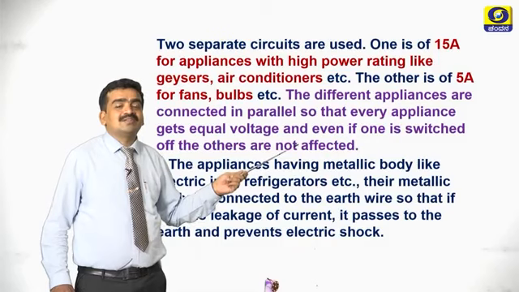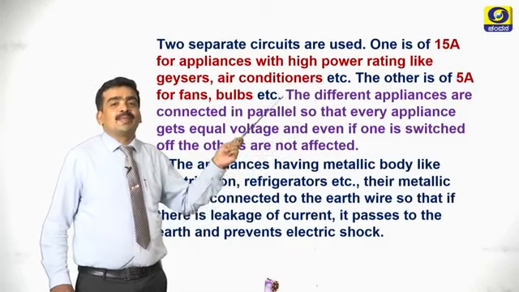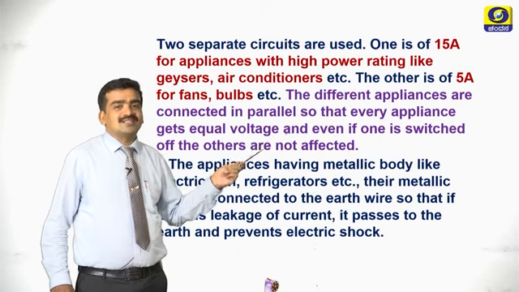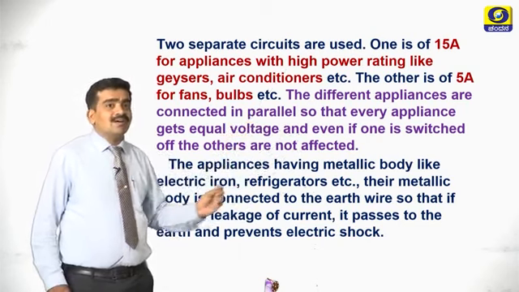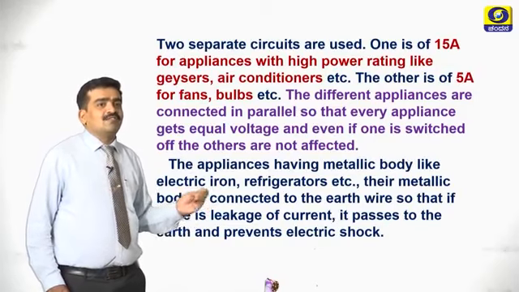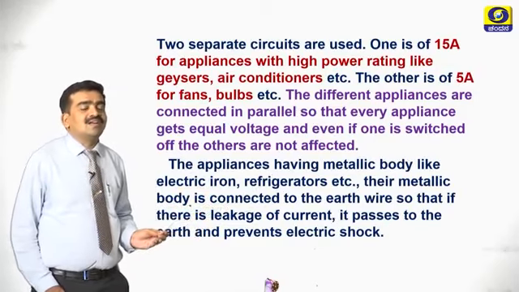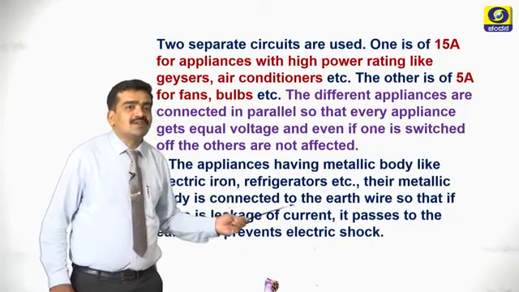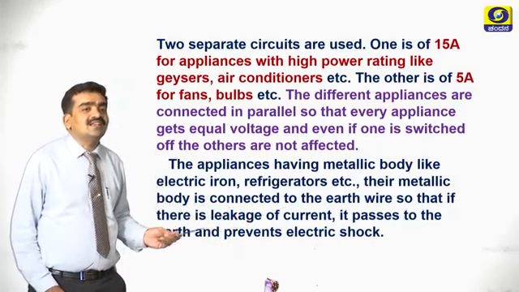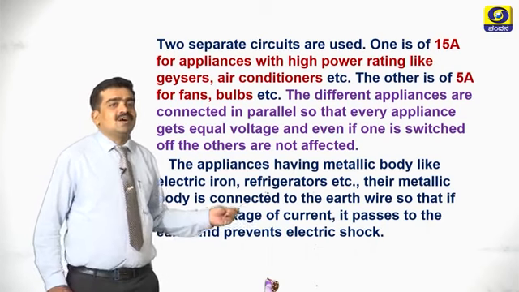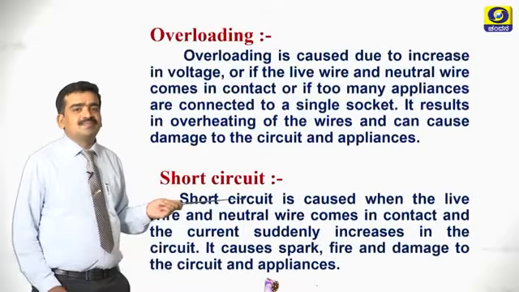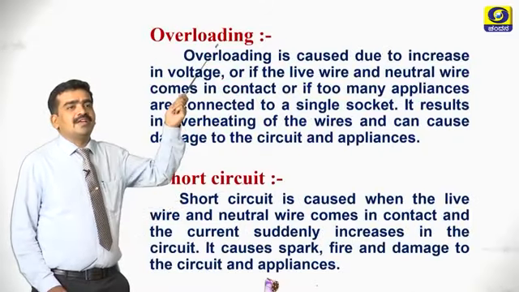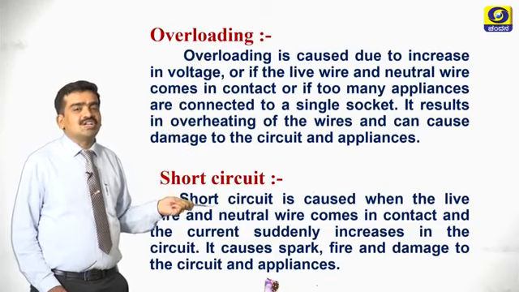They will ask a question: write the advantages of parallel connections in domestic wiring. For that you have to write this answer. For appliances having a metallic body like electric iron, refrigerators, etc., the metallic body is connected to the earth wire, so that if there is a leakage of current, it passes to the earth and prevents electric shocks. These 2 are very important in domestic wiring. So we have to be very careful about overloading as well as short circuiting.